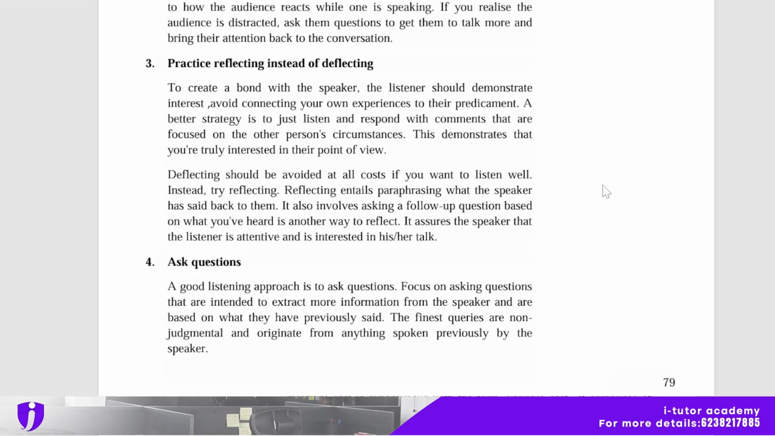And practice reflecting instead of deflecting. To create a bond with the speaker, the listener should demonstrate interest. Avoid connecting your own experience to their predicament. A better strategy is to just listen and respond with comments that are focused on the other person's circumstances. This demonstrates that you are truly interested in their point of view.